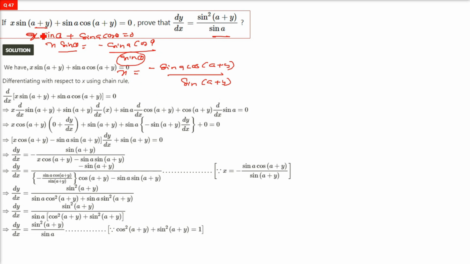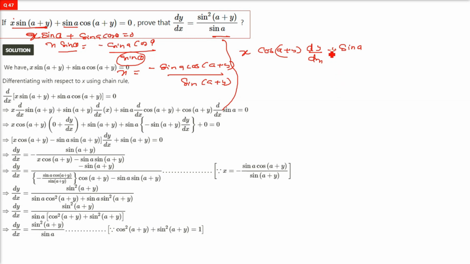You know already how to do this. The first one, there will be a differentiation with product rule. The second one, sin a is constant, so it will be only differentiation of cos a plus y. So x sin a plus y will be cos a plus y. Now a plus y differentiation will be, a will be 0, y will be dy by dx. So only dy by dx will come. Plus, now there is one more thing remaining, but let me do sin a first. Sin a I am taking outside. Cos a plus y will be minus sin a plus y.